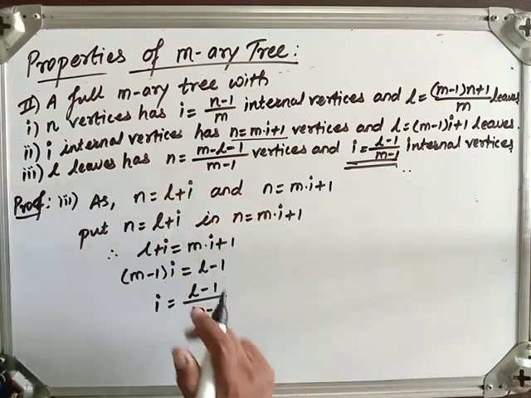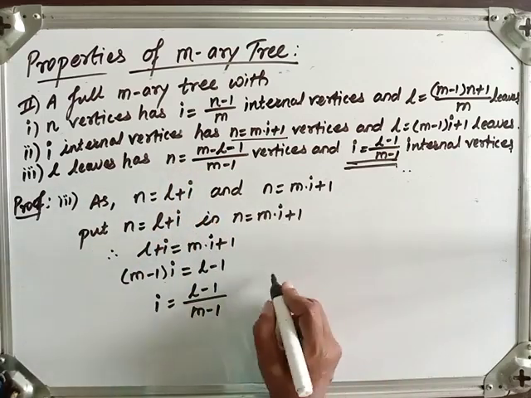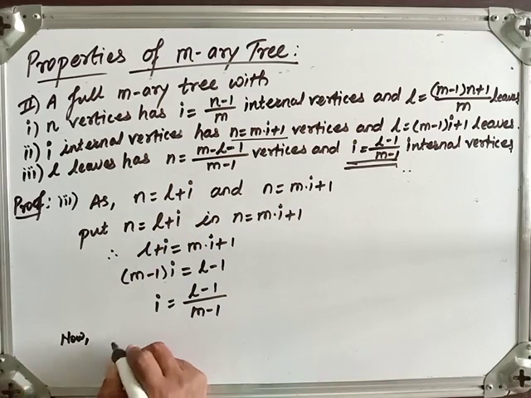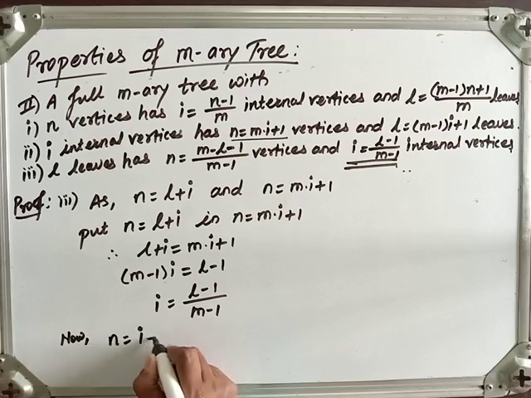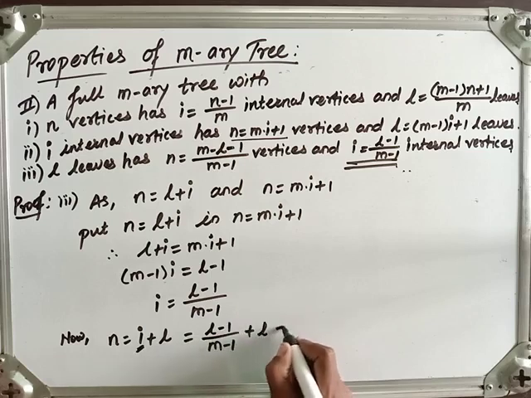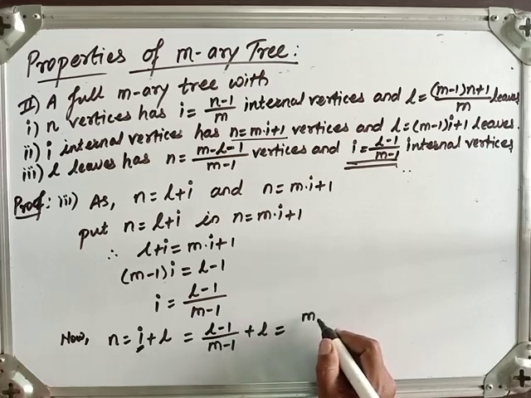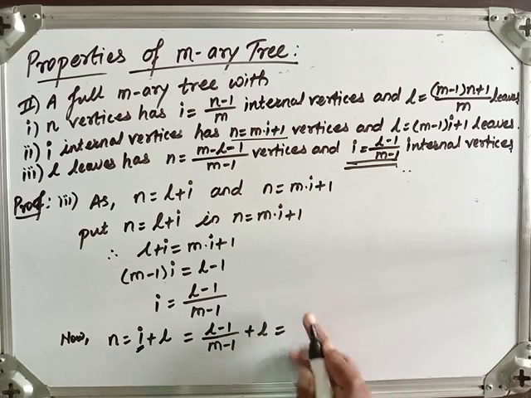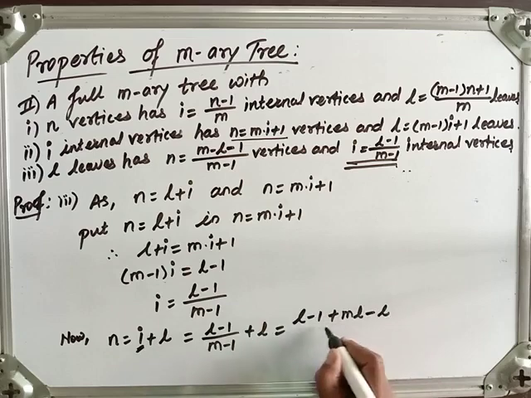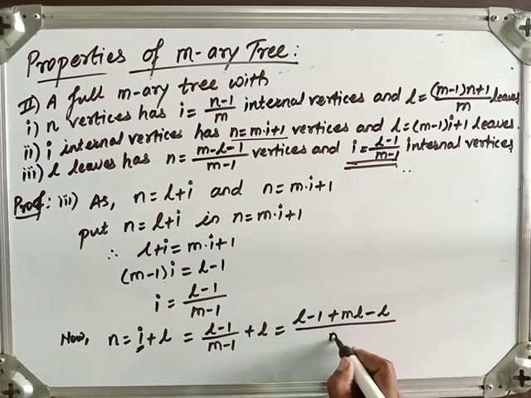Now the question is left for n. So for that, n is what? n is i plus l. So let's put the value of i here. i is l minus 1 upon m minus 1, plus l. So this will be what? This is ml, or let me write l minus 1 plus ml minus l upon m minus 1.